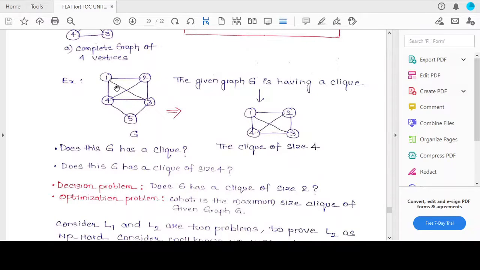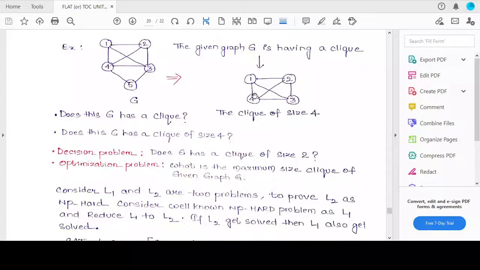In this, we are having a graph, and I have taken the subgraph consisting of four vertices 1, 2, 3, 4. All these four vertices are connected to each other, and they are forming a complete graph. So we can say that this graph is having a clique. You could also determine the size of the clique based upon the number of vertices. How many vertices are there in the clique? Four vertices. So we could say that the clique of this graph is having size 4.